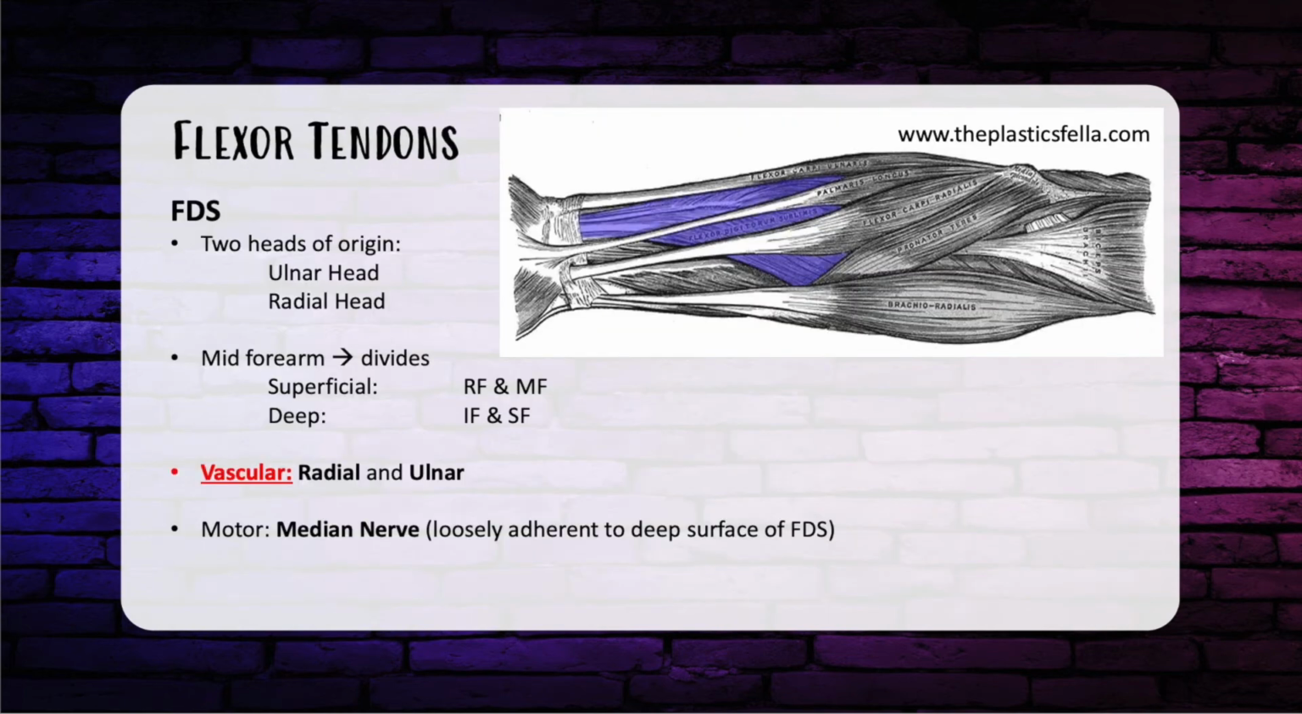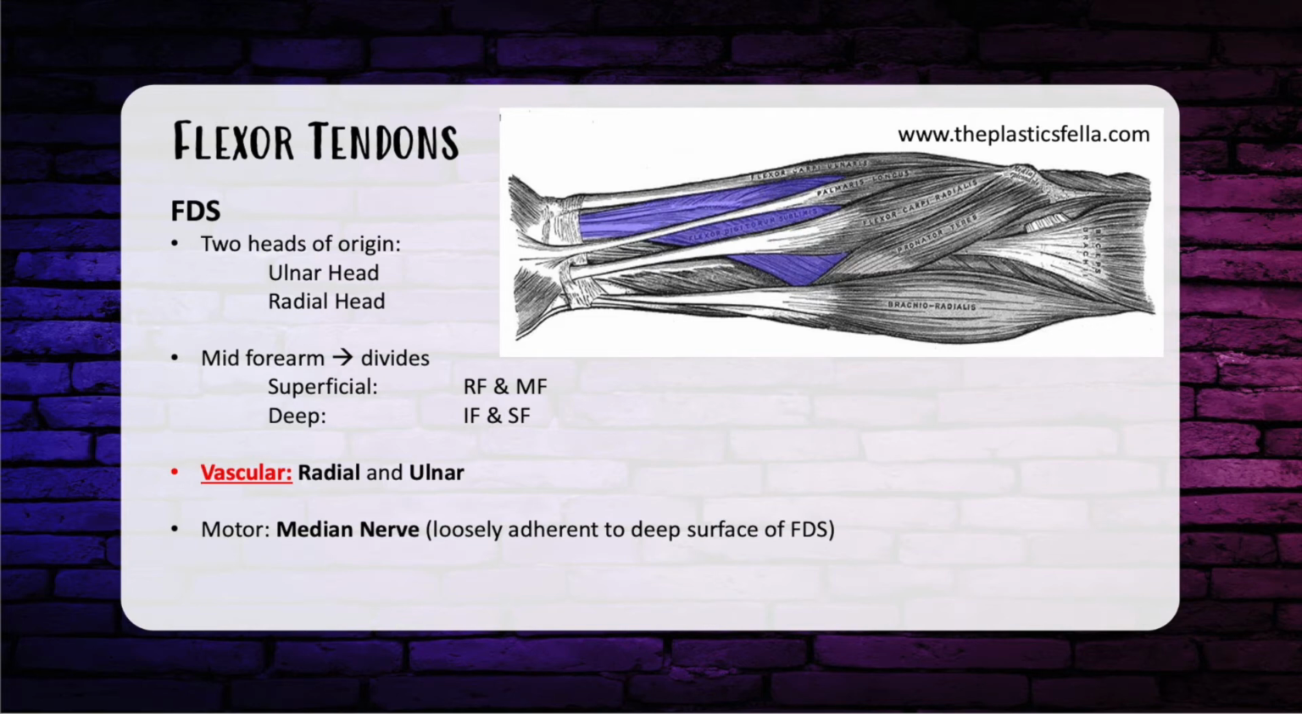The FDS has two heads of origin. The ulnar head has an anterior aspect that is on the medial epicondyle, the ulnar collateral ligament, medial aspect of the coronoid process and proximal ulna. And then the radial head is at the proximal radius, immediately distal to insertion of the supinator muscle and deep to the pronator teres. In the mid forearm, it divides and it gives rise to the superficial and deep tendons.